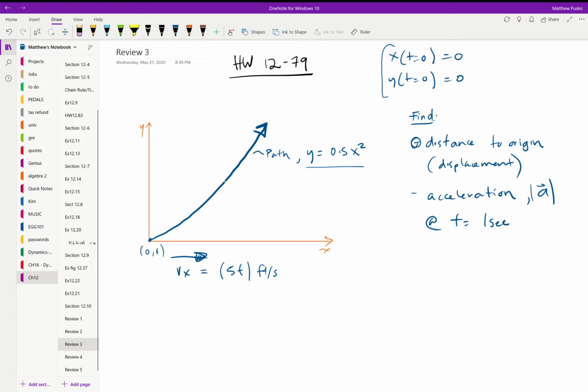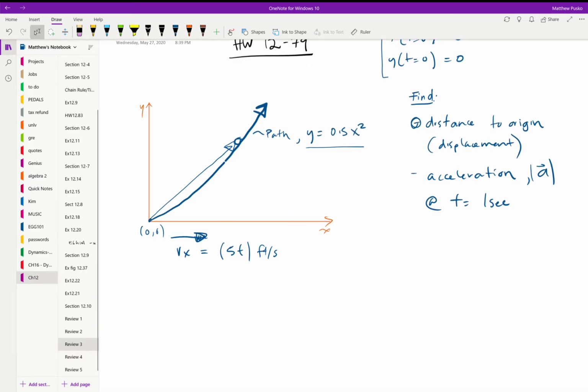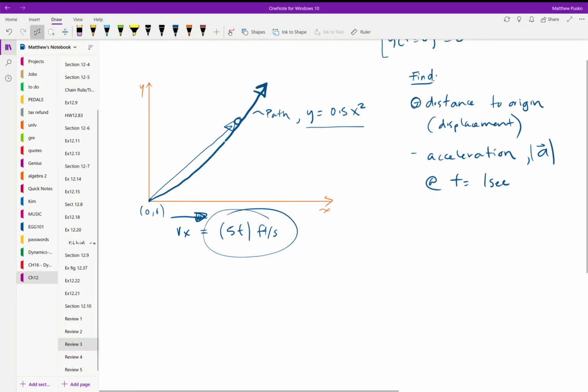Whatever its position may be. And what the magnitude of the acceleration is, both at 1 second. So I'm going to go ahead and deal with this first.